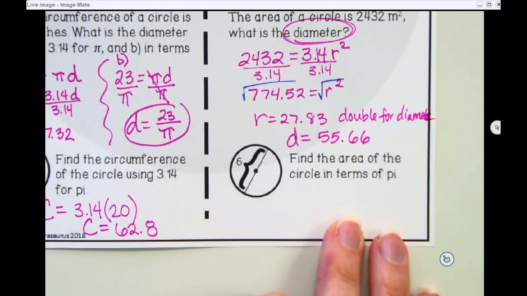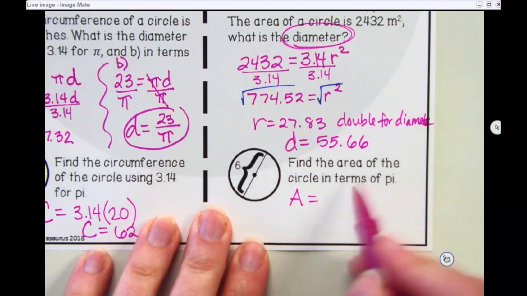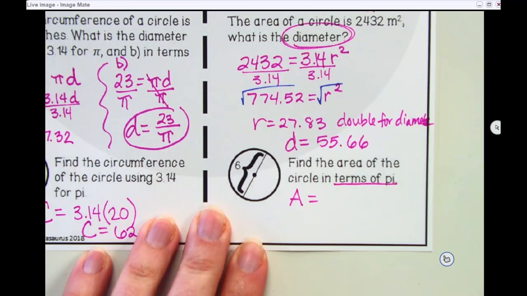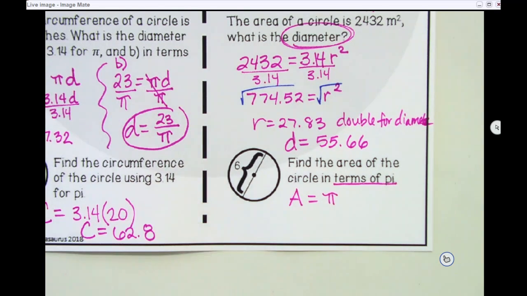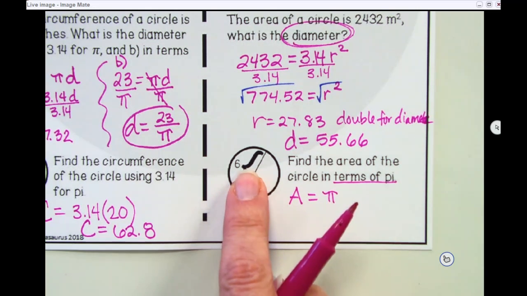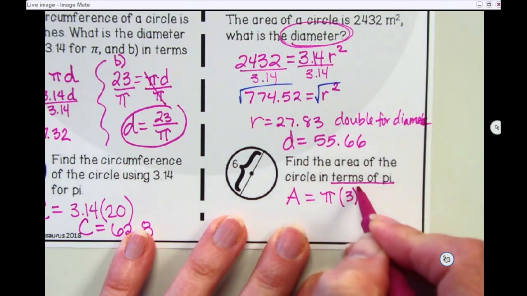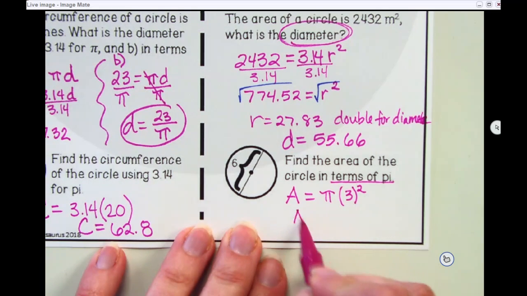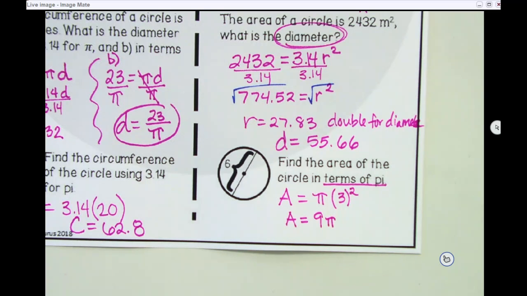Okay, last problem. This time it says find the area, so that's what I'm solving. Area is pi r squared, and it says to leave it in terms of pi. What's my r? 3. Yeah, if my diameter is 6, my r is half of that, which is 3. All right, so area is 9 pi. Can I go any further when it says leave it in terms of pi? No, we are done right there. That is it.